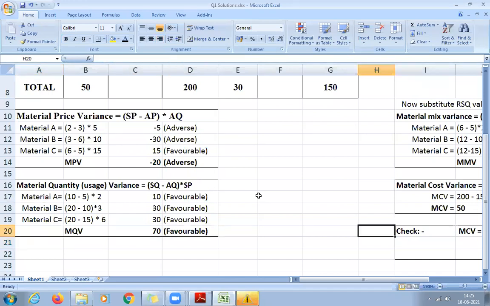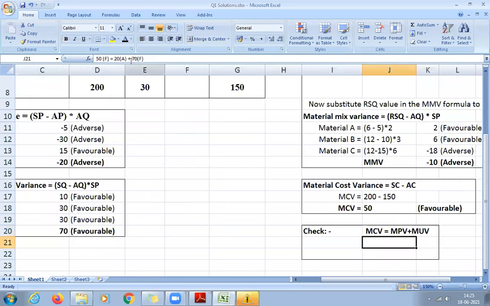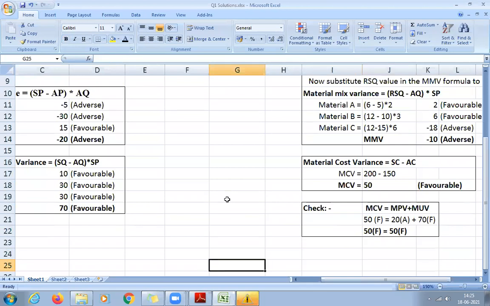Okay. So let us calculate now. That is 50 favorable is equal to 20 adverse plus 70 favorable. So calculate now. Is your left hand side equal to your right hand side? Yes, sir. That is minus 20 plus 70. How much are you getting? 50. So both the sides are 50 favorable. So whatever you have done is correct.